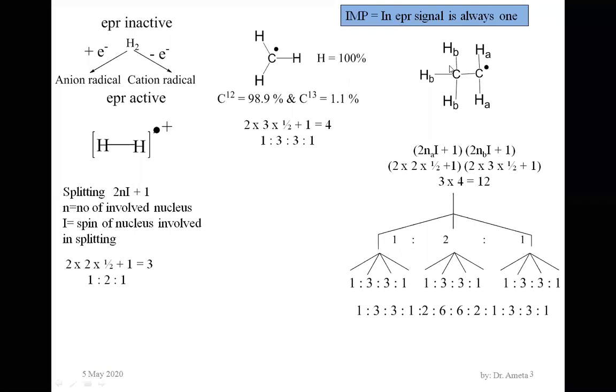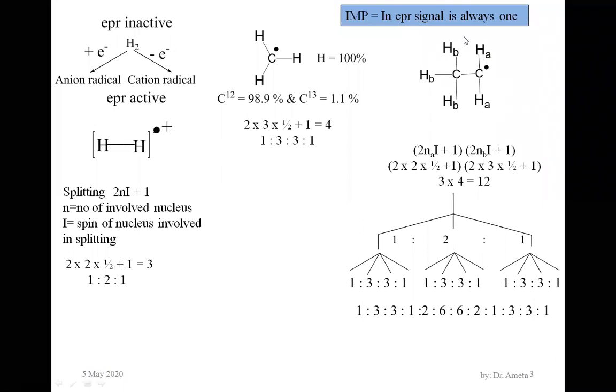Now if we take the ethyl free radical, there are 2 carbons, but carbons are dilute, so we will omit them. We will consider only hydrogens. But there are 2 kinds of hydrogen available in the ethyl free radical, denoted as HA and HB. There are 3 HB and 2 HA. It is similar to NMR. The two HA are chemically equivalent, and the HB are chemically equivalent, so there are two kinds of hydrogens present in this ethyl free radical.